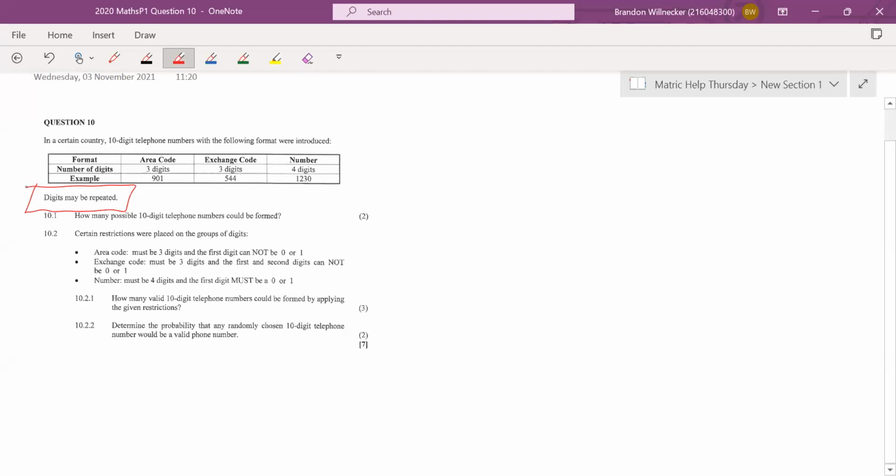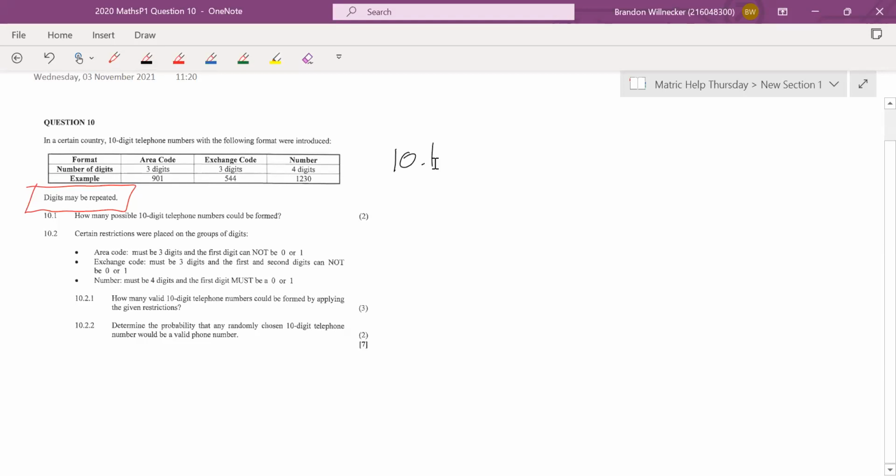Okay, so if you use a 9 at the beginning, you can use a 9 later on. So we can repeat digits. 10.1, how many possible 10-digit telephone numbers could be formed? Okay, so let's look at that.